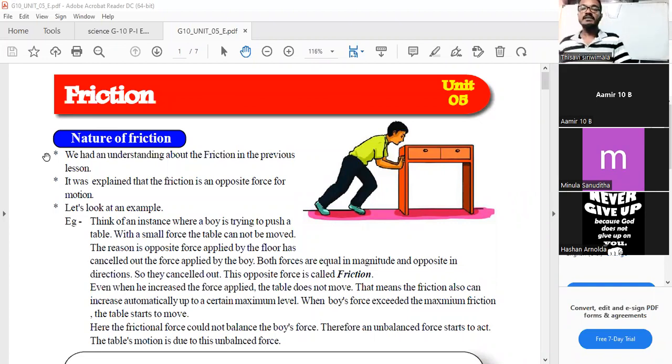Even when he increased the force applied, the table does not move. That means the friction also can increase automatically up to a certain maximum level. When the boy's force exceeded the maximum friction, the table starts to move. Here, the frictional force could not balance the boy's force. So the table will move only when the frictional force cannot balance the external force. If frictional force is smaller and the external force is larger, then the object moves. Until then, it will stay at rest.